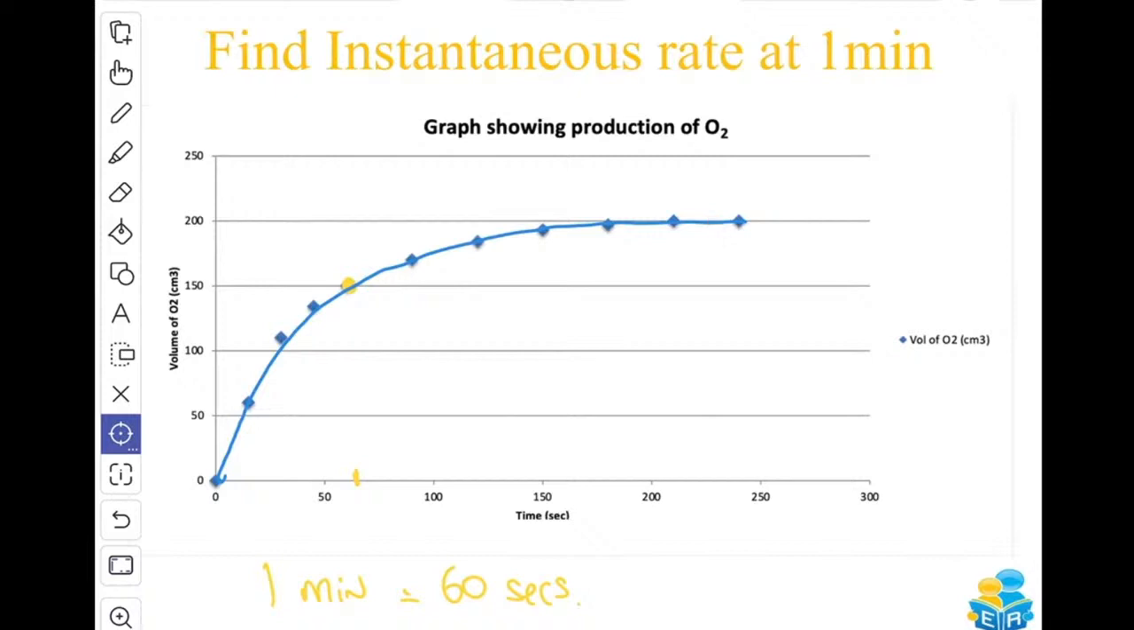So, back to calculating the instantaneous rate. To find the instantaneous rate at 60 seconds, you need to draw a tangent. Now, a tangent is something like this. That would be classified as a tangent for me. I'll take that as a tangent. So, a tangent is a line that touches the curve at one point only.